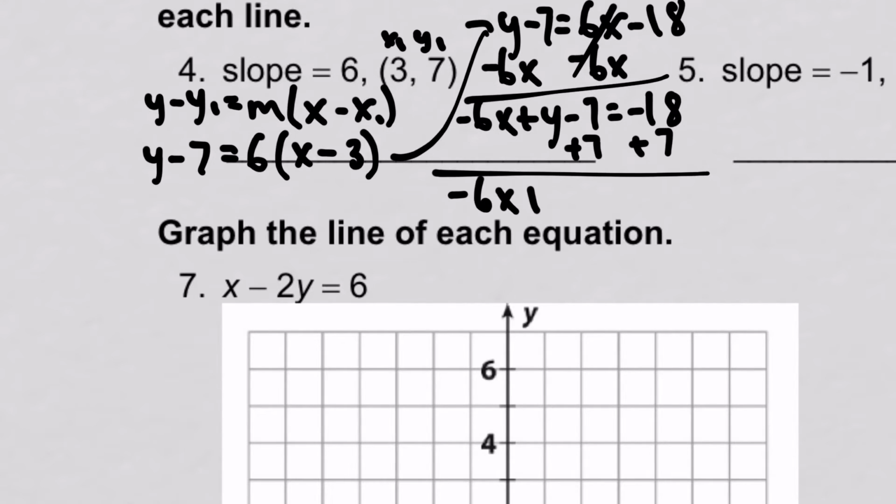And here's my final answer. Negative 6x plus y equals negative 11. And of course, you can change that to positive 6x minus y equals positive 11, and that would also be correct.